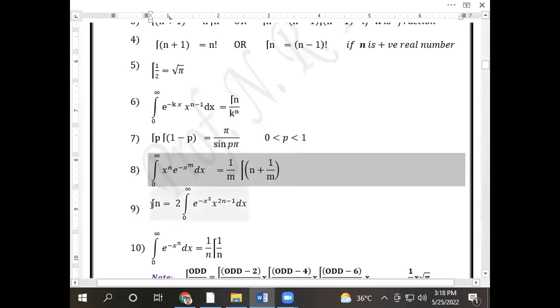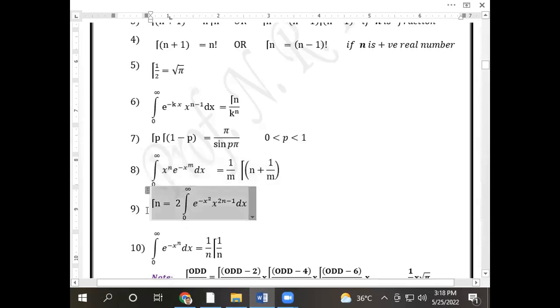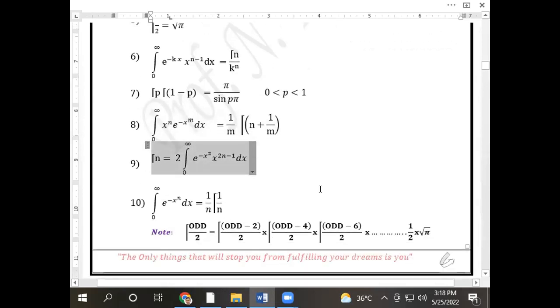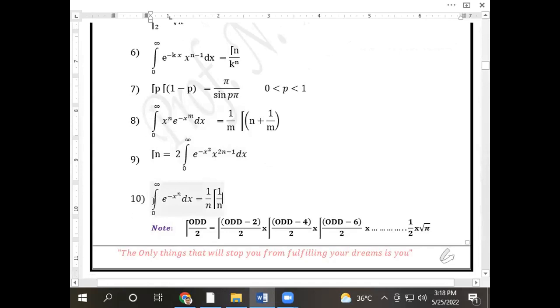And again, gamma of n is equal to 2 times the integral from 0 to infinity of e raised to minus x squared, x raised to 2n minus 1 dx. This value is also nothing but gamma of n. And lastly, the integral from 0 to infinity of e raised to minus x raised to n dx is equal to 1 upon n, gamma of 1 upon n.